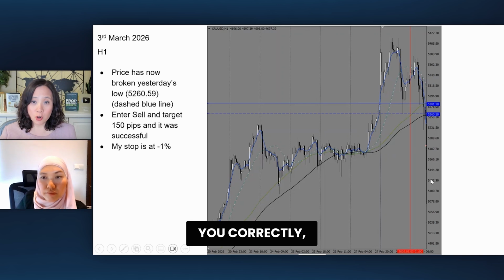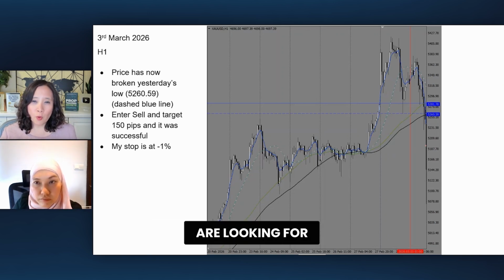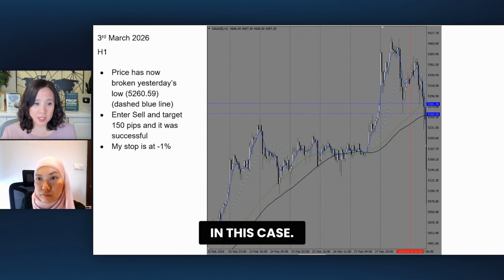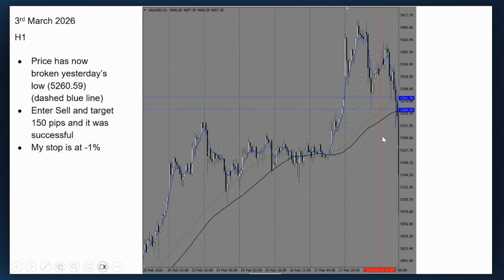If I understand you correctly, what you said is that you are looking for the rally to lose momentum, maybe fail around significant highs in this case. Can you show in this chart what point you would have shorted it? Over here, you see there's a red. Okay. Yeah, so this is an actual.